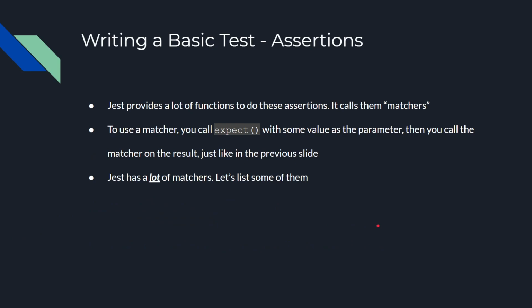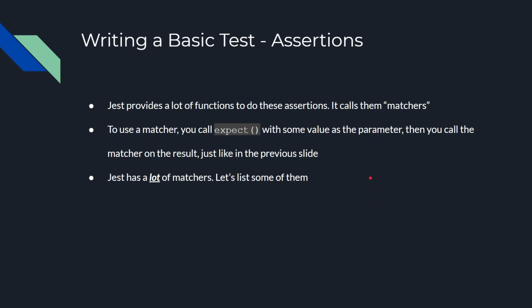So Jest provides a lot of functions to do these assertions because there are many different types of things that we need to check, that we need to confirm happened. In Jest, specifically, we call them matchers because we need to match some data to some other data to make our assertion. To use a matcher, you call that expect function, which you just wrote, with some value as the input. That is basically the value that the application gave us. So we expect the value that the application gave us to be something else.